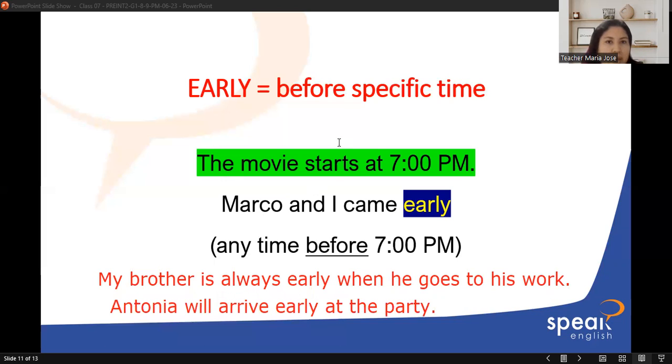Okay, can you help me with the example of the brother, please, Francisco? My brother is always early when he goes to his work. Okay, and can you help me with Antonia, Alex? Antonia will arrive early at the party. Okay, so again, you can talk about the present, the past, or the future. But if you are talking about before one specific time, always use early, okay? So can you give me another example, Alejandra?